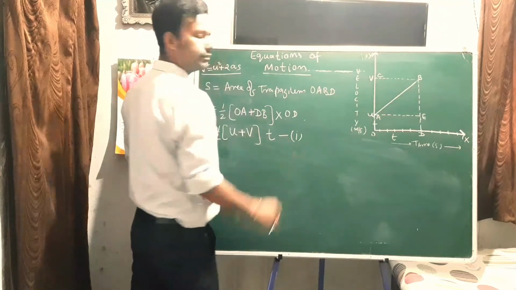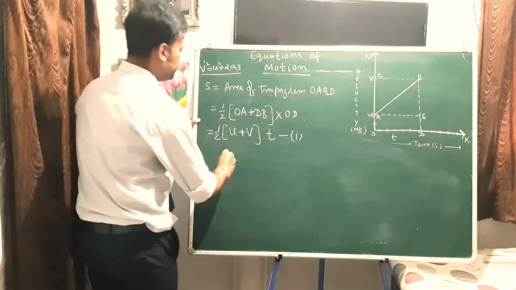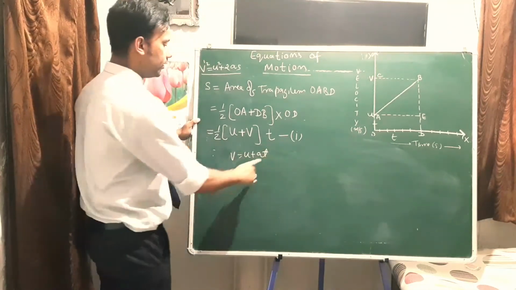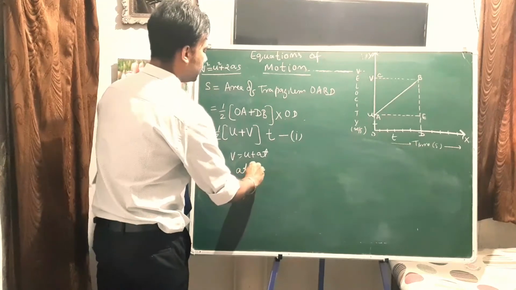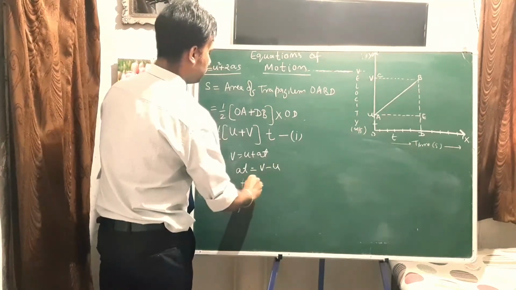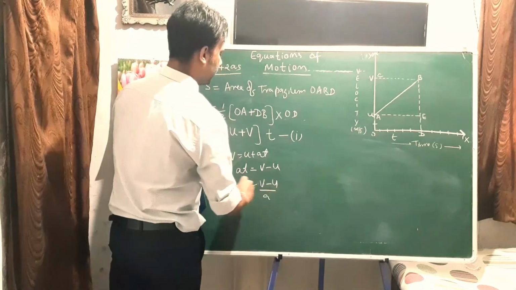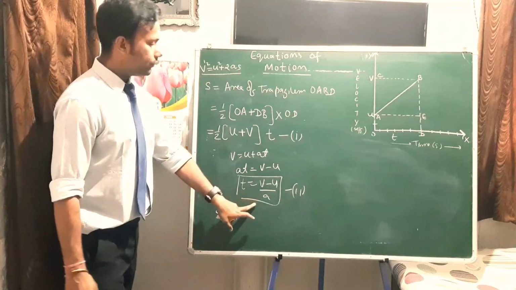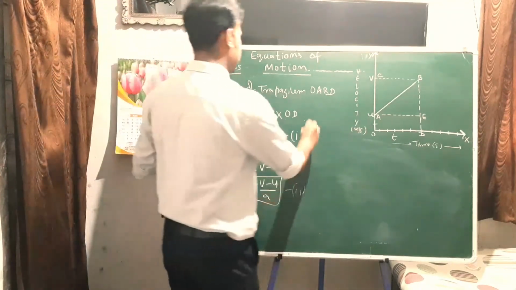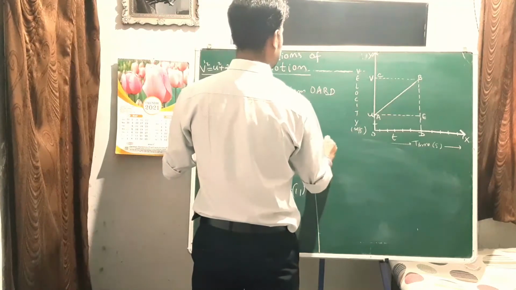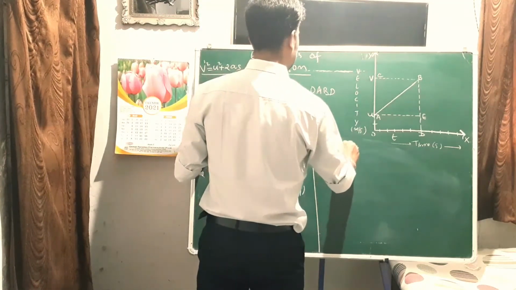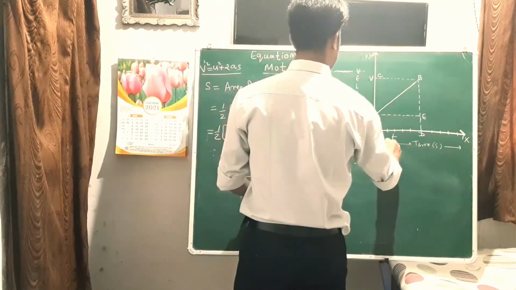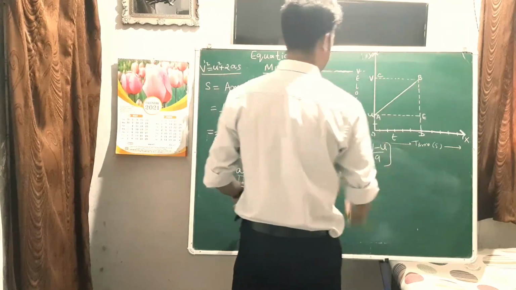Let's say this is equation number 1. From the first equation, we know that V equals U plus AT, right? Or we can write this as AT equals V minus U, or T equals V minus U upon A. So this is equation number 2. Write the value of time from equation number 2 in equation number 1. What we get is S equals half U plus V in bracket, V minus U upon A.